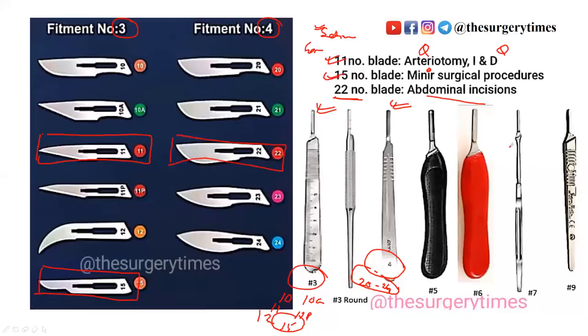And all these instruments are not required. Only remember the 3 and 4. You can distinguish this by seeing the broad base, and also it is written over here whether it is 3 or 4. Accordingly, the blade will attach over there, and they are used. This is important.